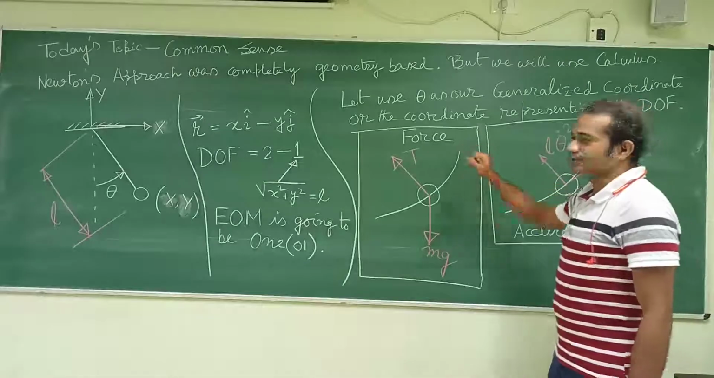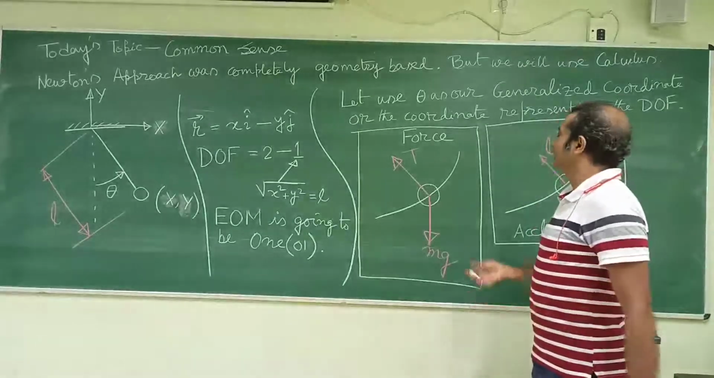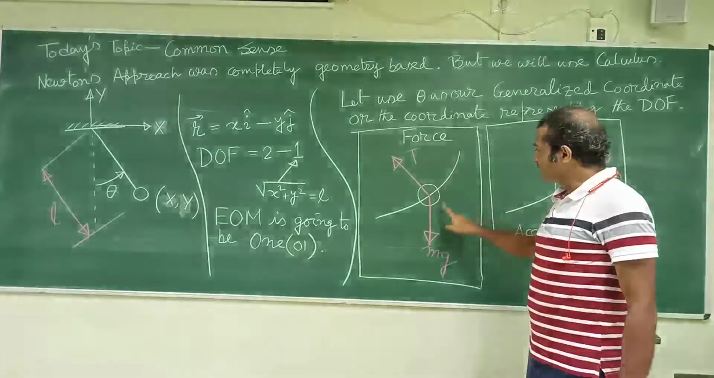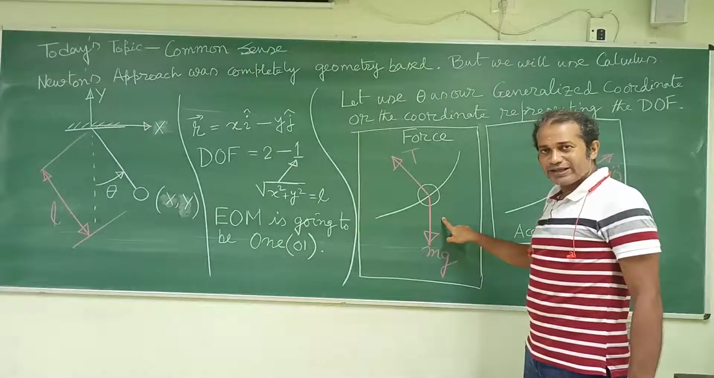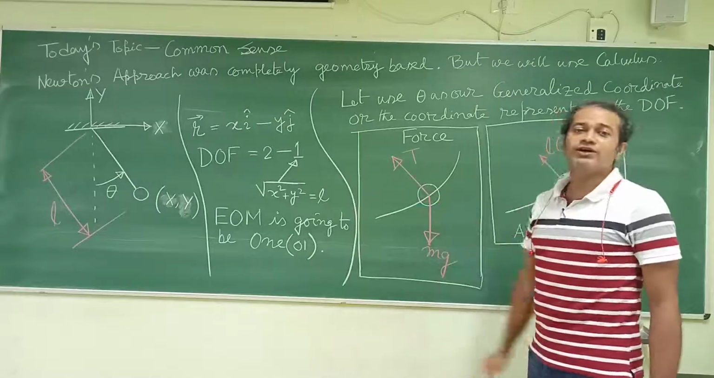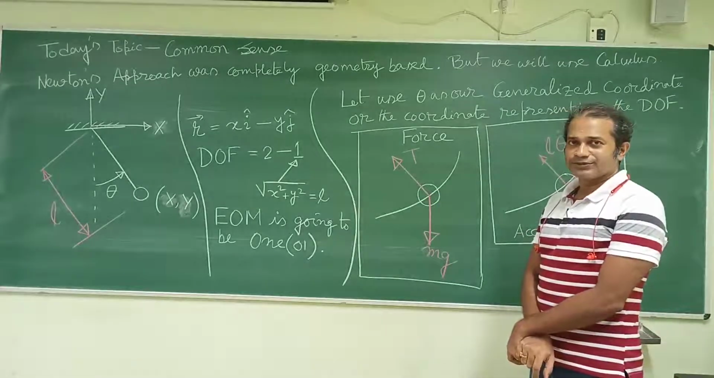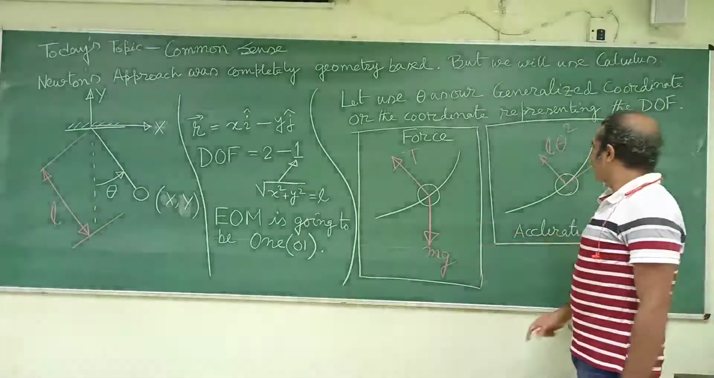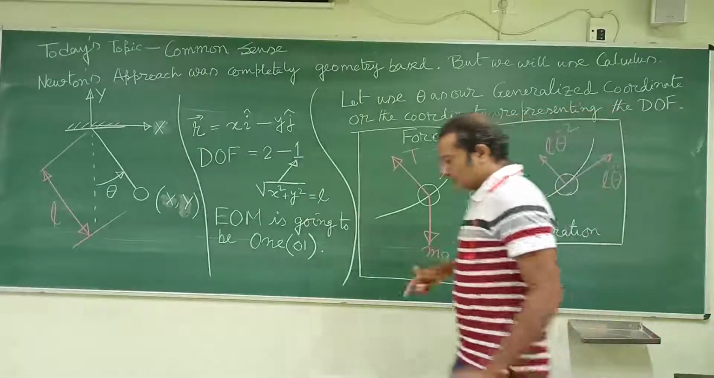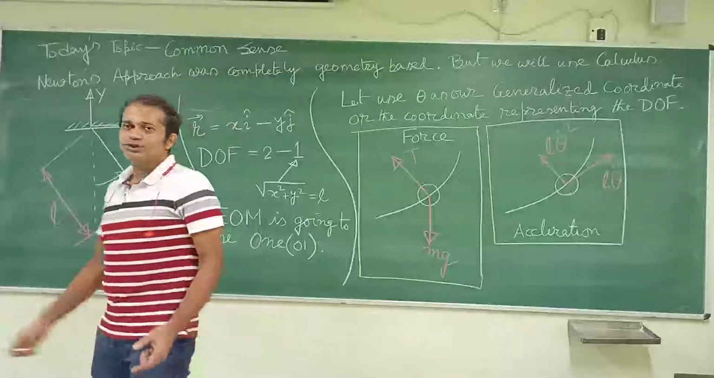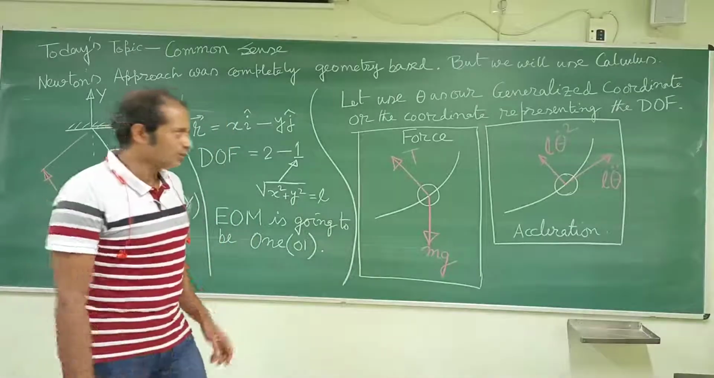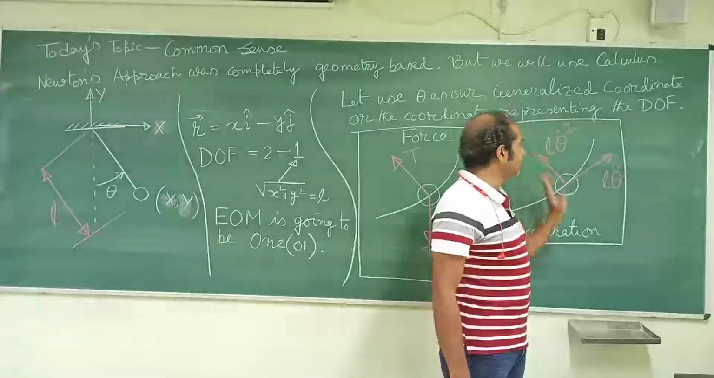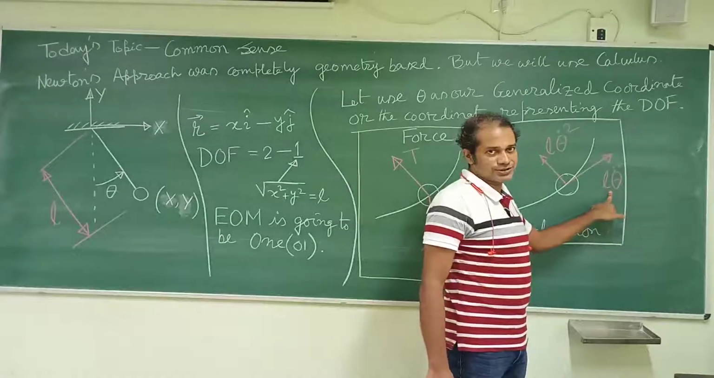Now I have drawn two diagrams in front of you. One is the force diagram. What you have is the tension in the string, and next, the mg force. Is there any other force acting on the bob? No, there is no other force acting on the bob. Now, if you go for the acceleration terms, you are going to get two accelerations. One is the centripetal acceleration, L theta dot squared, and the other is L theta double dot.